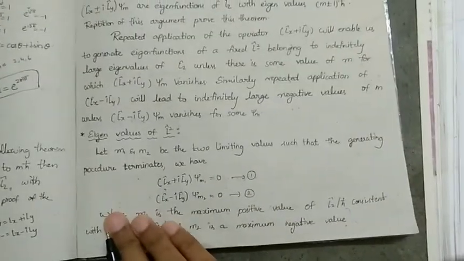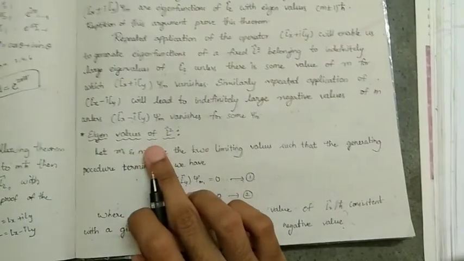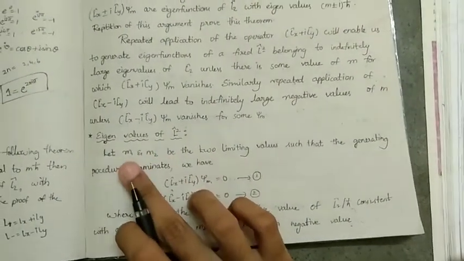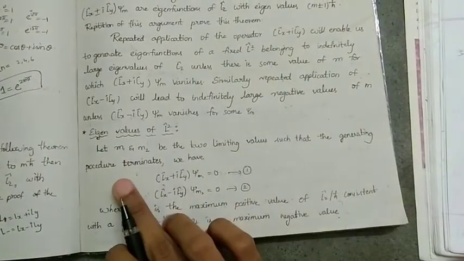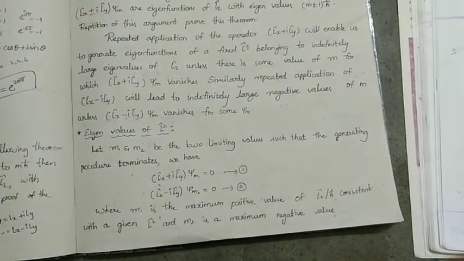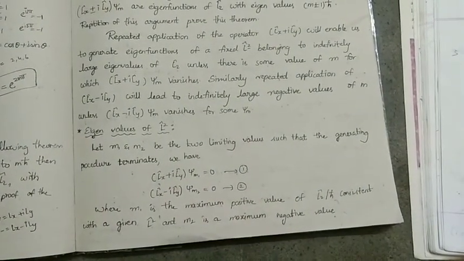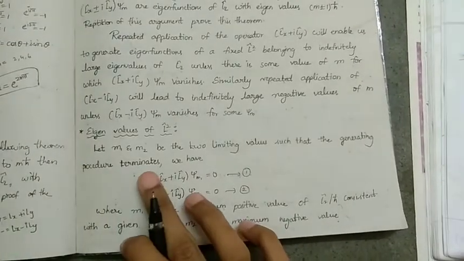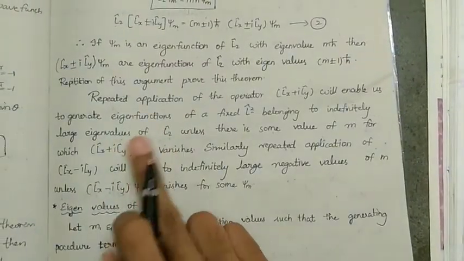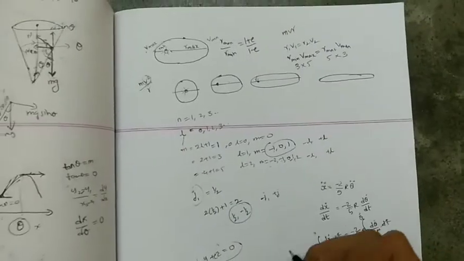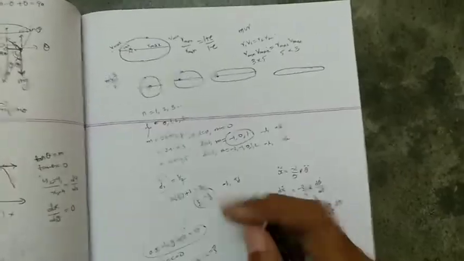So let's see eigenvalues of L square. Let m1 and m2 be the two limiting values such that the generating procedure terminates. So if the generating procedure terminates, it has been discussed in this topic, generation of eigenfunctions of Lz and L square. Finally, in the result we have discussed, at some particular point the generating procedure terminates, and why it terminates, as we have already discussed.